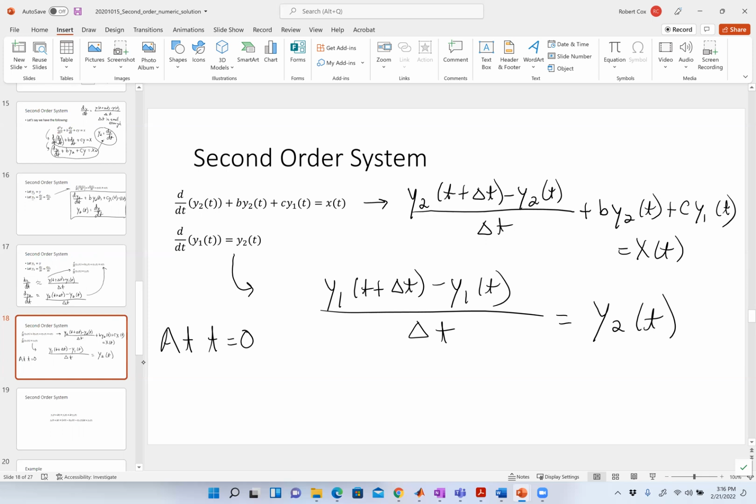what do I have to know at t equal to 0? I'm solving a differential equation. What do I have to always have? Y of 0. And if it's second order, what else do I have to have? The derivative. So at t equal to 0, I have y1 of t. I also have dy1, which we called y2. So I have everything. I have both y1 and y2 at t equal to 0.